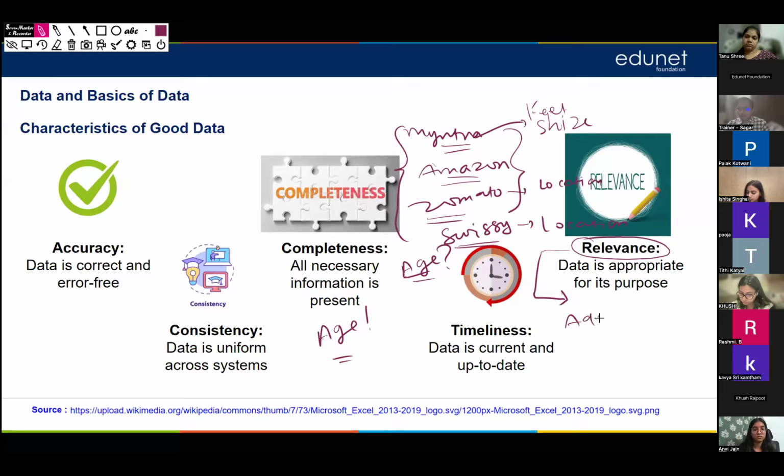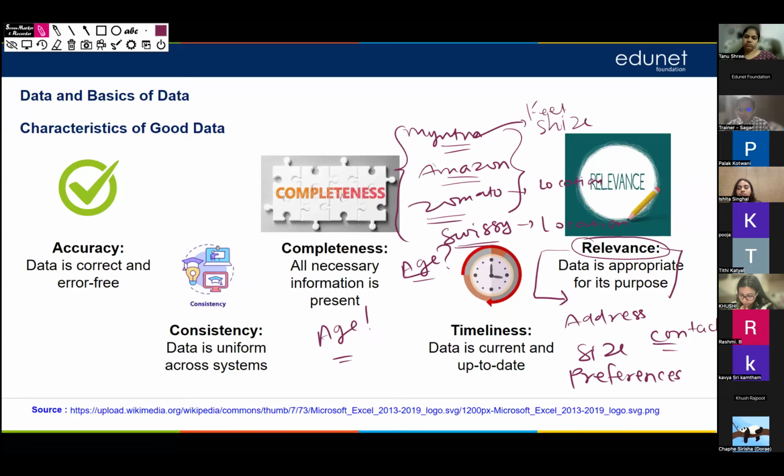Maybe your address, because they have to deliver the product, maybe the size, maybe your preferences, right? Your phone number, perfect, a way to contact you, right? This is relevant information for these companies. Similarly, some other company might have some other relevant information, right? So relevance depends on the application and on the data they are trying to gather.